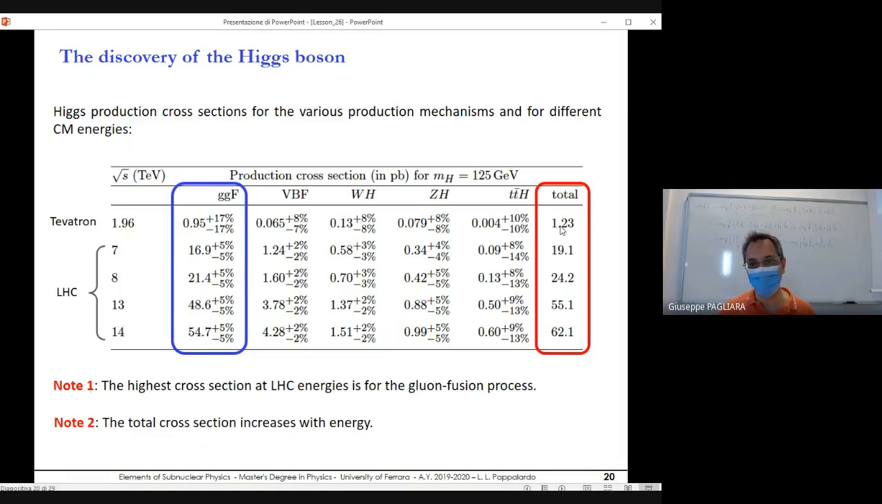The other observation, if you look at the total cross-section, is how it rises quite fast with energy. So despite the fact that you only need 125 GeV to create a Higgs boson, the higher the center of mass energy you can provide for the collision, the higher the probability to produce Higgs bosons.